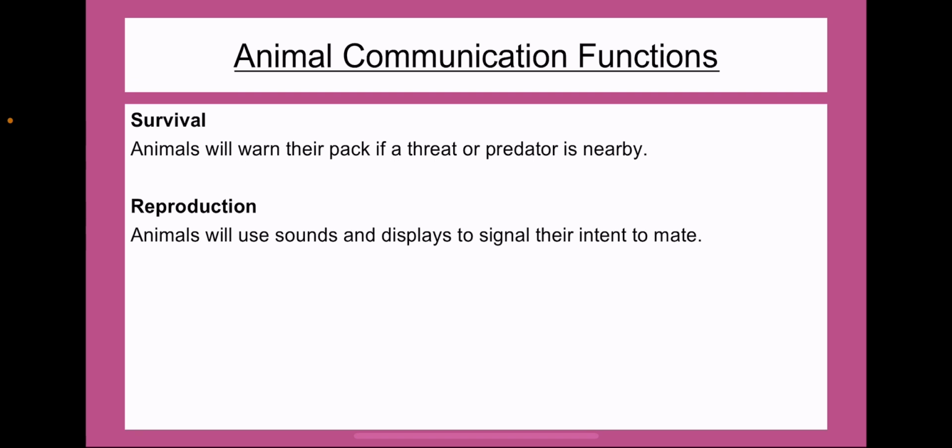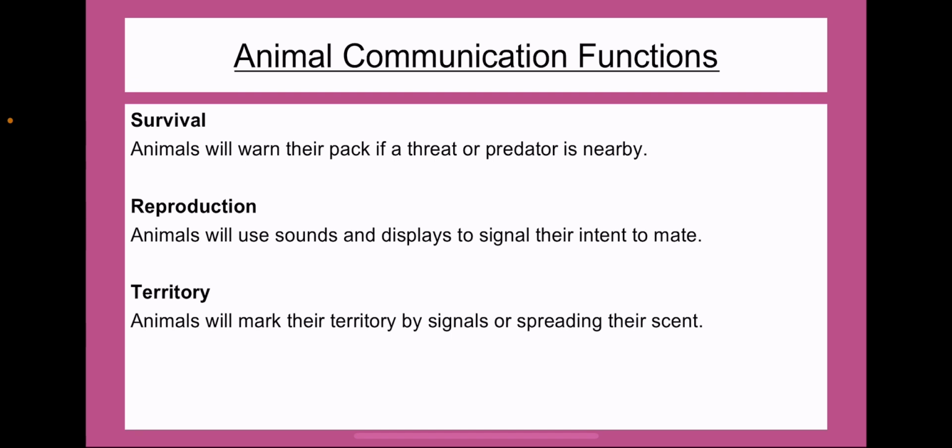The second reason animals use communication is for reproduction purposes. Animals will use sounds and displays to communicate and signal their intent to mate to a male or female member of their species. Thirdly, they will use communication for territory purposes. Animals will mark their territory and communicate to other animals of a similar kind that this is their area, and they will do that by spreading their scent around certain areas. They could use feces, urine, or rubbing up against trees, for example, to mark their territory.